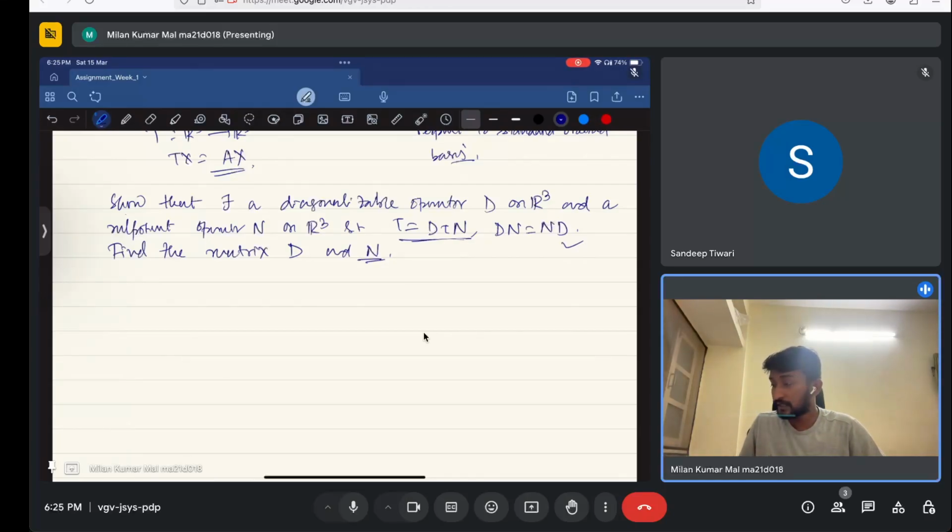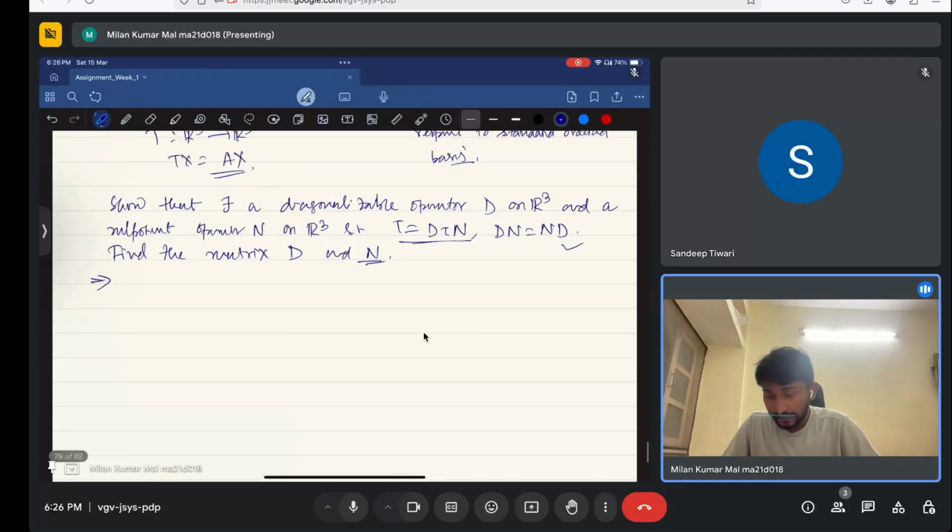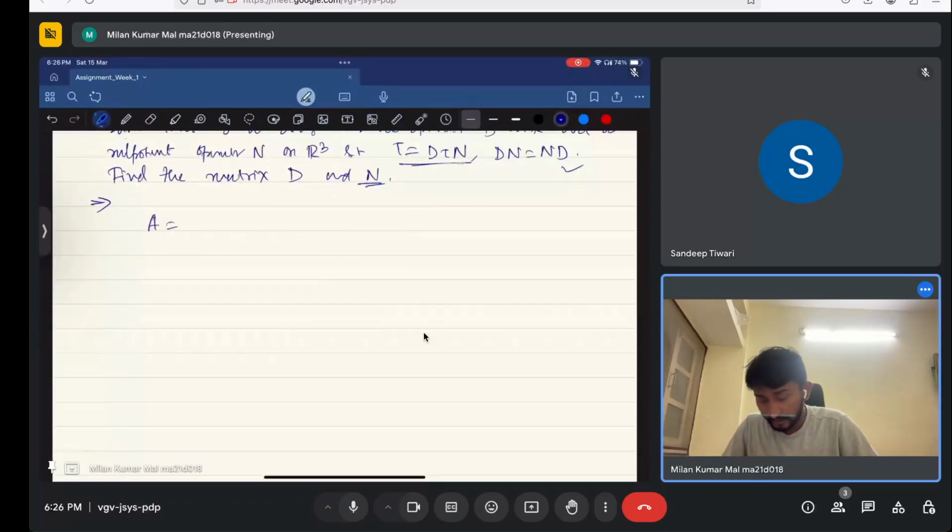Okay, so find the matrix D and N. This is what we need to do. Okay, so find the matrix D and N. Suppose, for example, if you want to think of this as a problem which has options, assume D and N any random matrix, whatever will be the correct option with that. So matrix A here is 3 1 minus 1, 2 2 minus 1, 2 2 0.